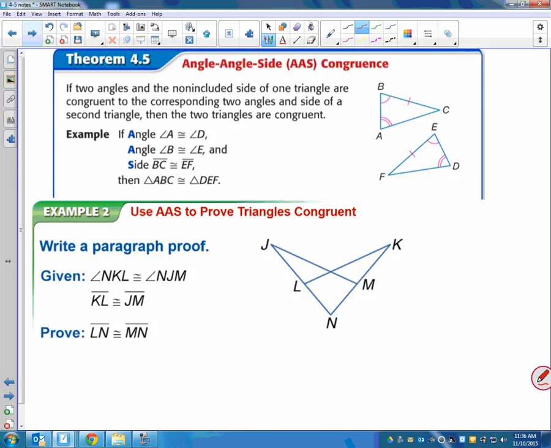Oh, that's kind of like the one from our notes, these overlapping triangles.